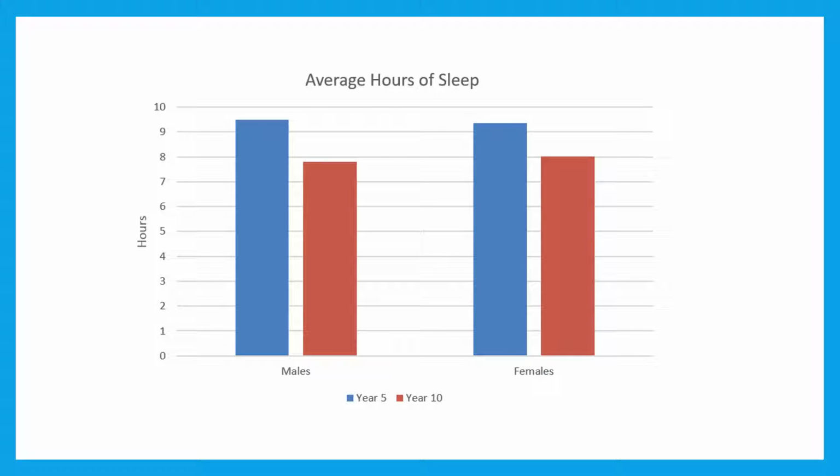The average hours of sleep students receive on a school night was also displayed in the form of a double column graph. On average, it appears that Year 5 males and Year 5 females are getting more hours of sleep compared to Year 10 males and Year 10 females. The blue columns indicate that Year 5 students are receiving over 9 hours of sleep compared to the red columns, showing that Year 10 students are receiving 8 hours or less. This data representation may be less appropriate than others, as it is only referring to the average.